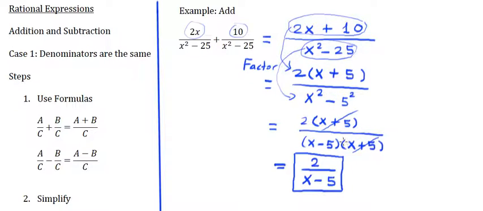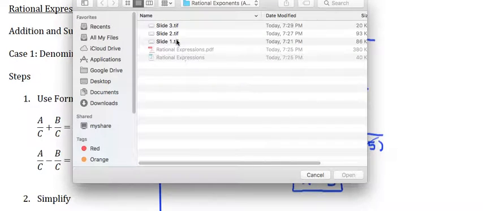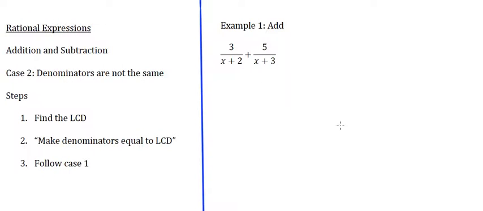Okay, good. Let's move to the next situation now. Let's try to generalize this. Let's see what we should do when denominators are not the same. Rational expressions again, addition and subtraction. Case 2, denominators are not the same.